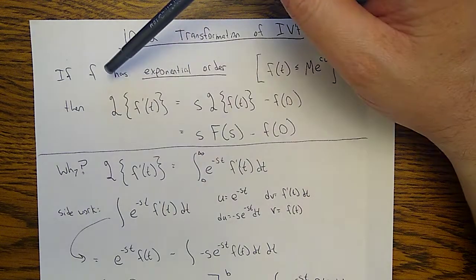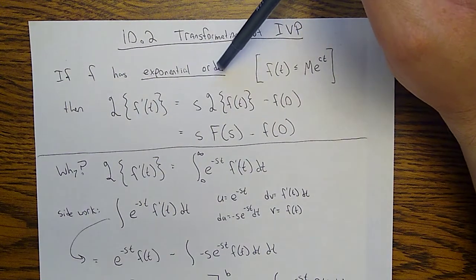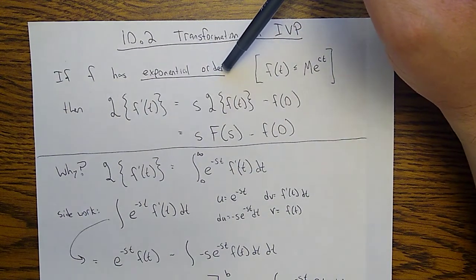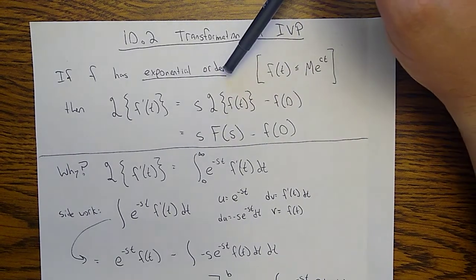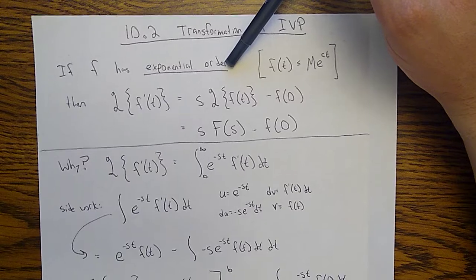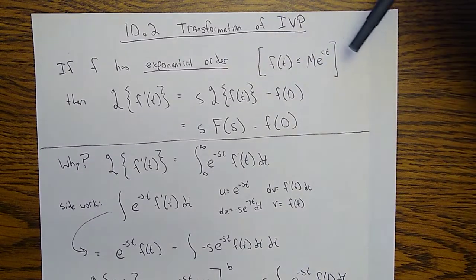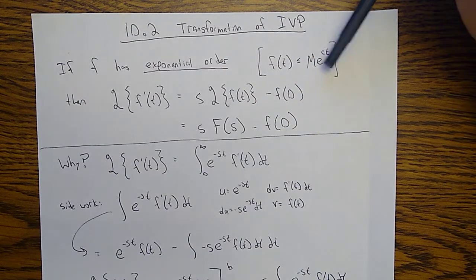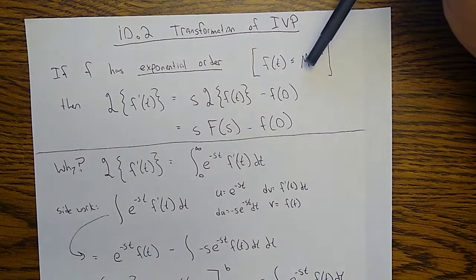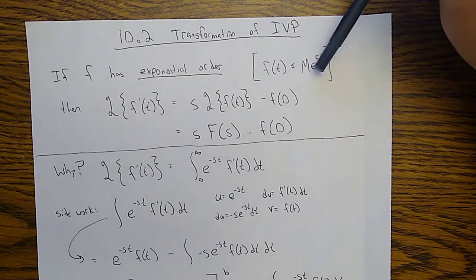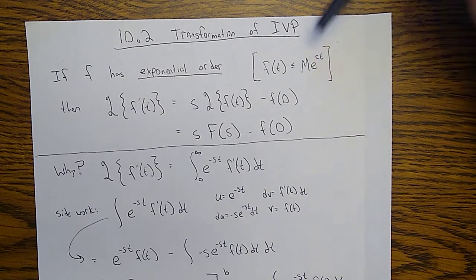So if f has exponential order, which is something that came up before, most of the functions, or really all of the functions that we're going to talk about in this context, have exponential order. When I say it has exponential order, I just mean it's at most exponential, in the sense that this function is less than or equal to some constant times e to the ct, where c is some other constant.